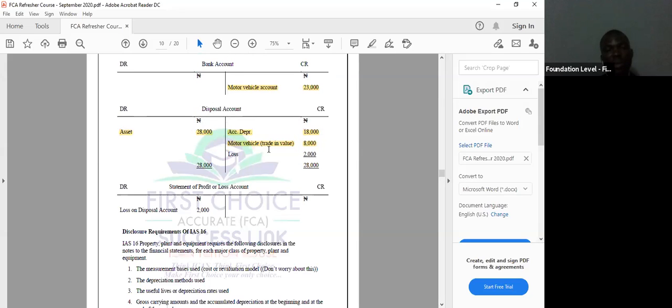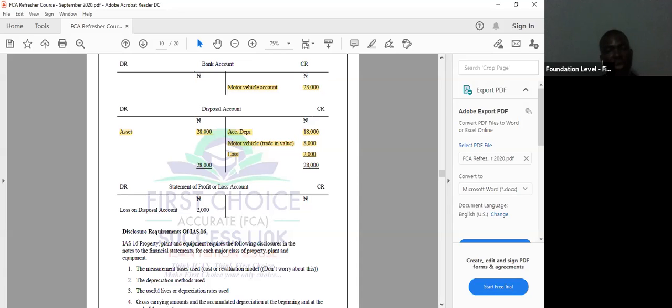Then also you do a bank, you do at your bank, then you do at your account disposal. So we have 28,000. 18 plus 8 will give us 26,000. And 26,000 is lower than 28,000. So 28,000 minus 26,000 will give us 2,000. And this 2,000 is a loss. Now it's a loss that we have calculated initially. So we have that to what? Loss. And this loss will be written off to where? Off to your profit or loss account.